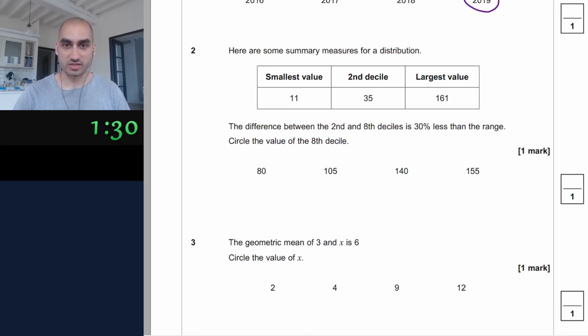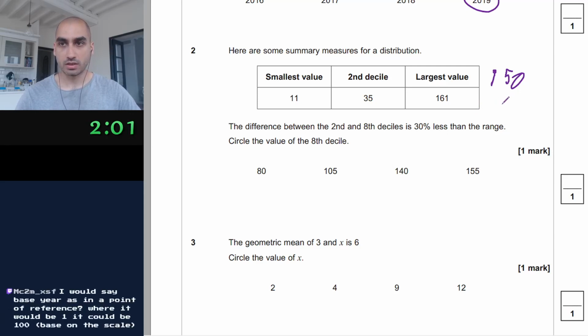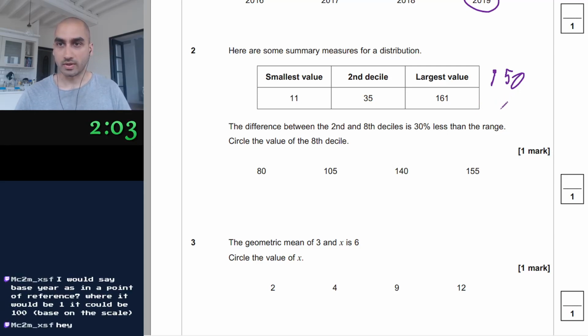Here are some summary measures for a distribution. Second decile. Largest value. Okay, the difference between the second and 8th deciles is 30% less than the range. Circle the value of the 8th decile. Okay, so the range is 150. So what's 30% less than the range?